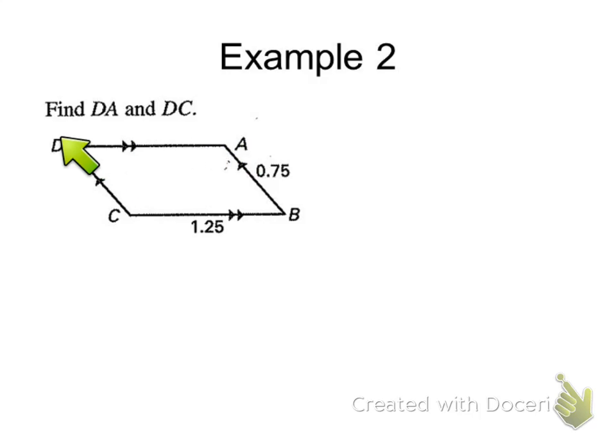DA is 1.25. It's the same as the side across from it. These are congruent. What about DC? 0.75. It's the same as the side across. What questions do you have?